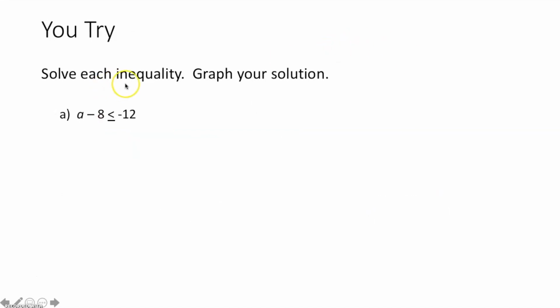Okay, so again, to solve an inequality, simplify, move, solve. Can we simplify either side? No, this is an A, this does not have an A, so we can't simplify that. Next, move our variable to the left. Done. After that, move our constants to the right.